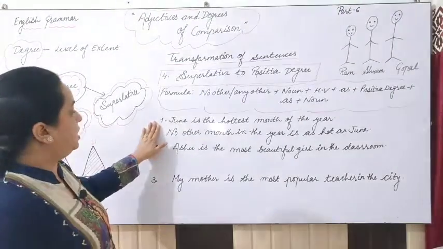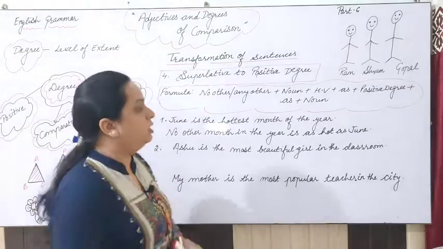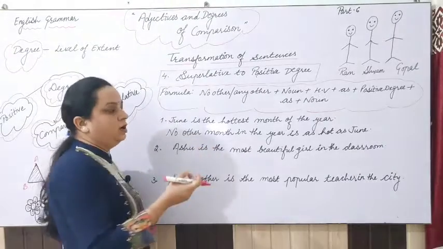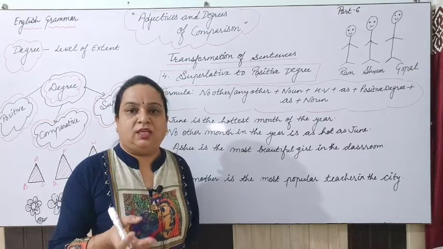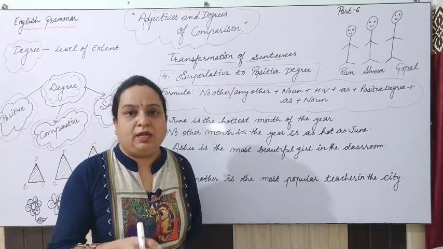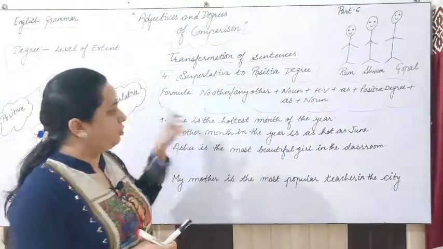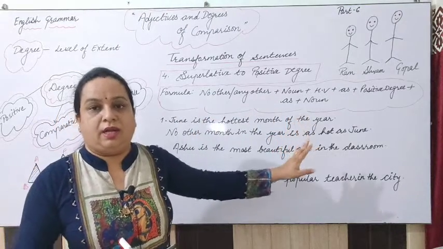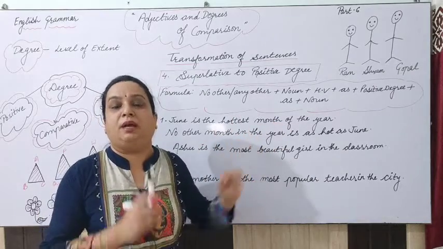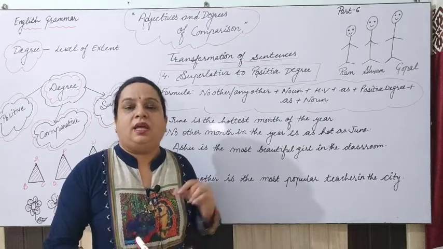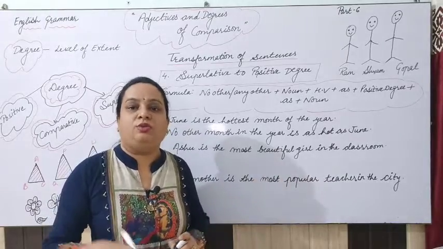First example I have written here: June is the hottest month of the year. Let's talk about what we are saying. June is the hottest month, which means no other or not any other month is as hot as June. We are comparing June, because another name is not given here. It is not given that January is the coldest or something. It is not being compared to the name of another month, but it is understood that no other month is as hot as June. So we have to change that.